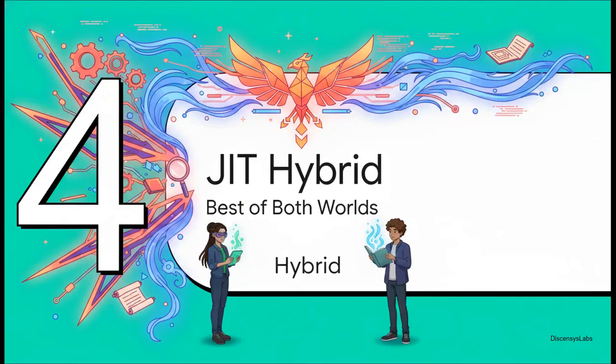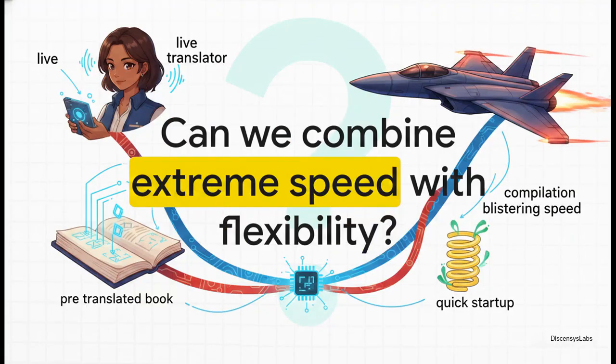Which brings us to part 4. JIT, the hybrid solution, literally the best of both worlds. Because what if we could have the extreme speed of compilation and the dynamic flexibility of interpretation? Why choose between the pre-translated book and the live translator when modern engineering can actually just give us both? We want that quick startup, but we desperately crave the blistering speed.